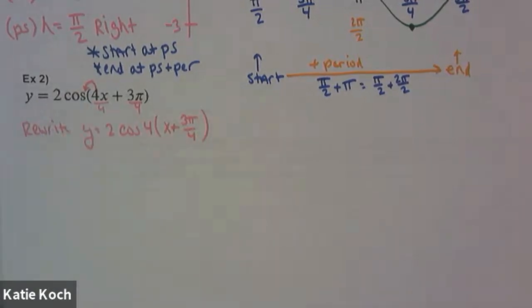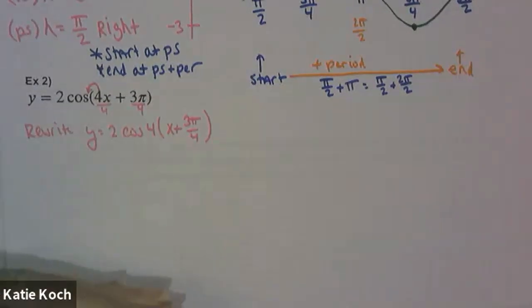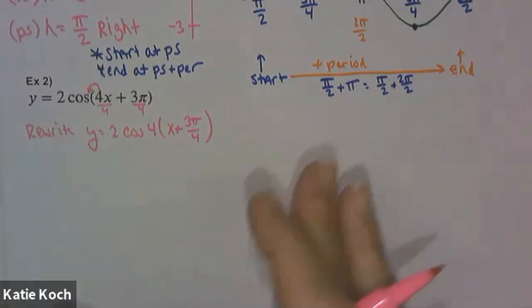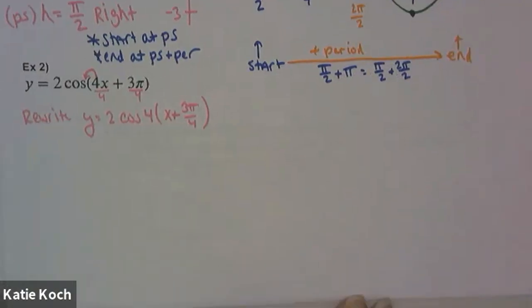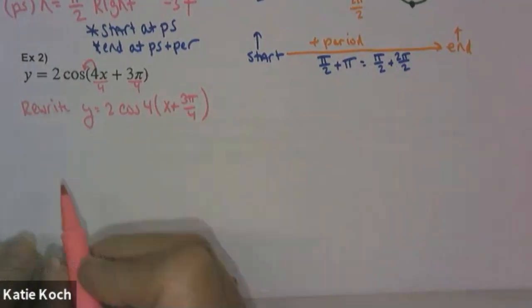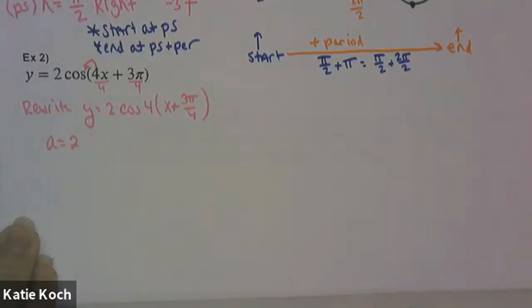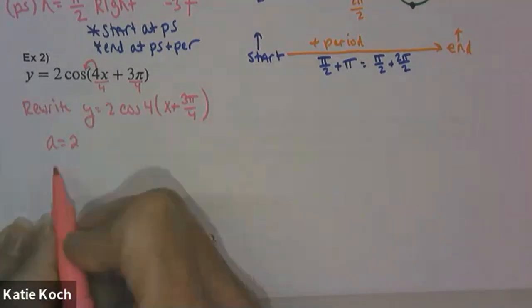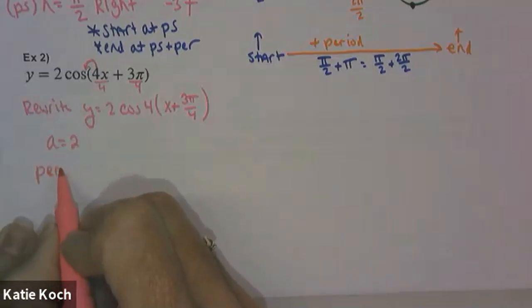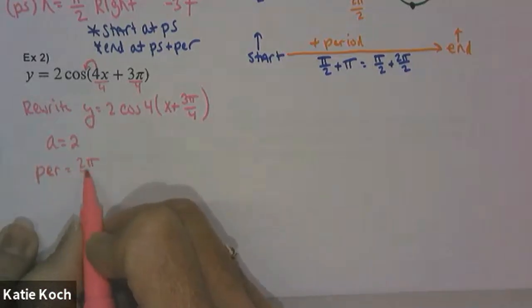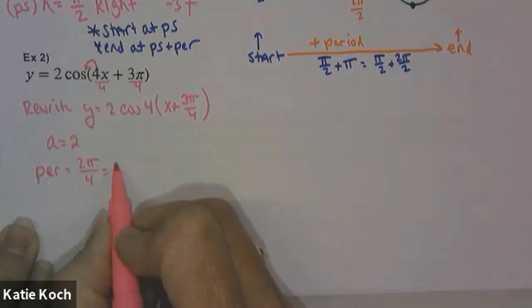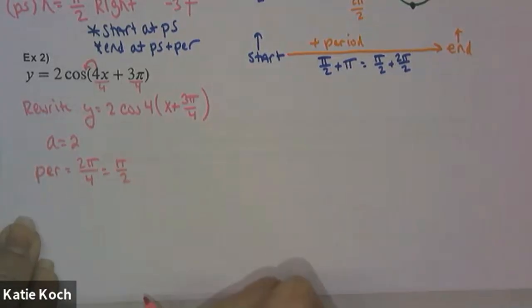Okay, as soon as I have that, now I want you guys to be diligent about writing down all of the details. That's really because if you make a mistake, I can give you a whole bunch of partial credit that way. So as you're writing down your details, your height is going to be a 2. I don't need a flip. Thank goodness, there's enough to think about. The period is going to be 2 pi over b, which was 4. So that's going to be pi halves.